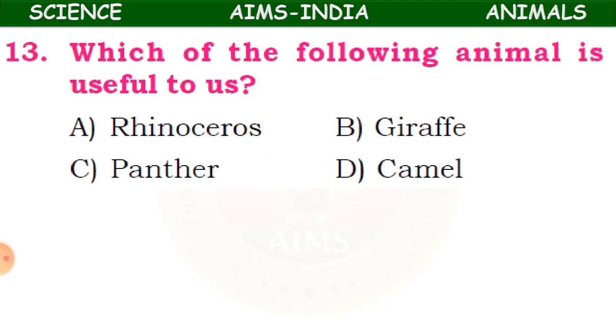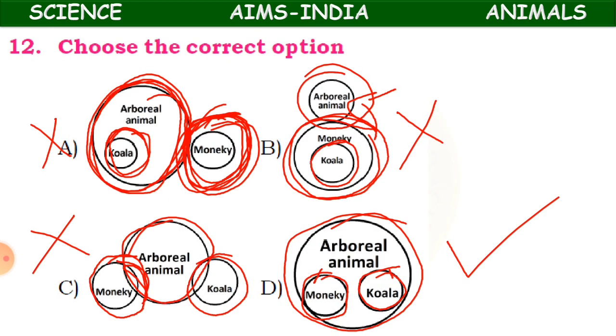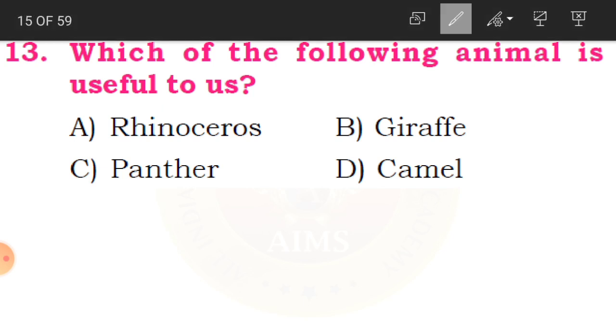Clear? Now, which of the following animals is useful to us? If you see, A option is rhinoceros, B option is giraffe, C is panther, and D is camel. Where do rhinoceros live, children? In the forest, okay, near the water also. Panther, again it is a wild animal. Giraffe also lives in forests and jungles. And camel lives in the desert.